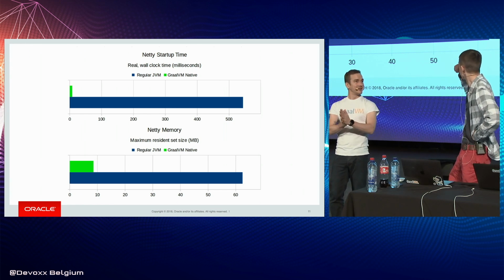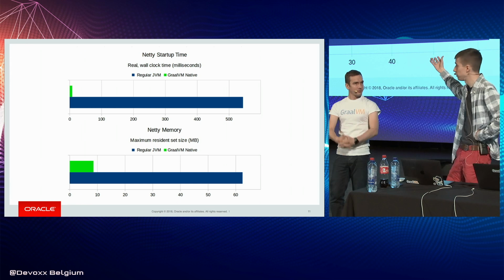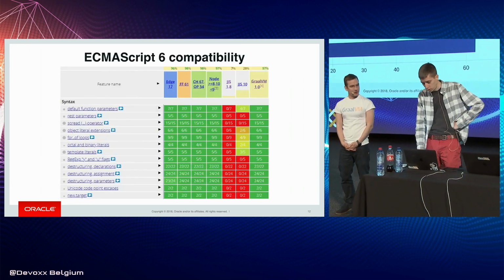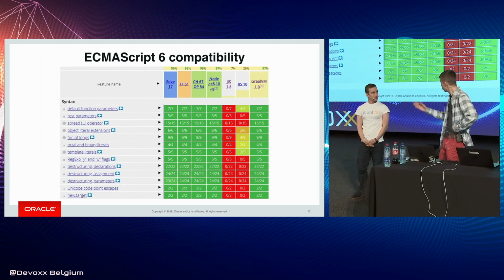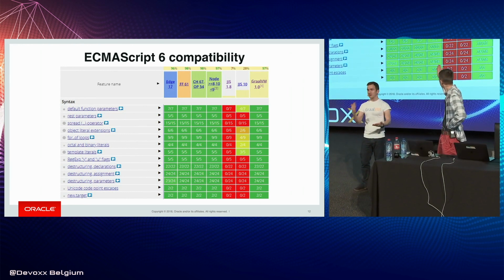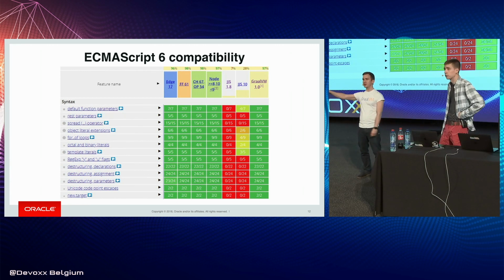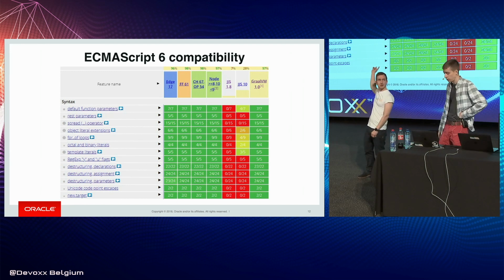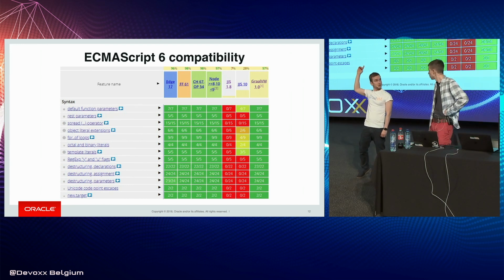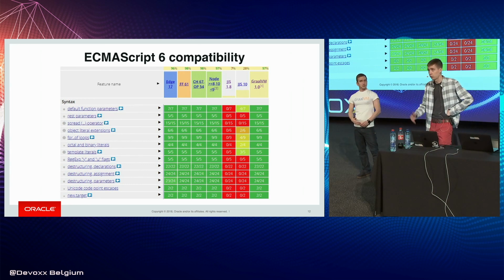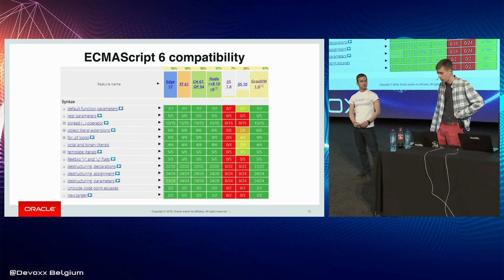Yes, and so this here is Netty startup. This is just a Netty web server measured in startup and memory size. We are ECMAScript compatible. 2016, 2017 with few features of the 2018 standard. This is the level of compatibility of Node and browsers. So if you run JavaScript on the JVM with GraalJS, you get the latest JavaScript, and it's competitive with browser engines. You see GraalVM here on the right.